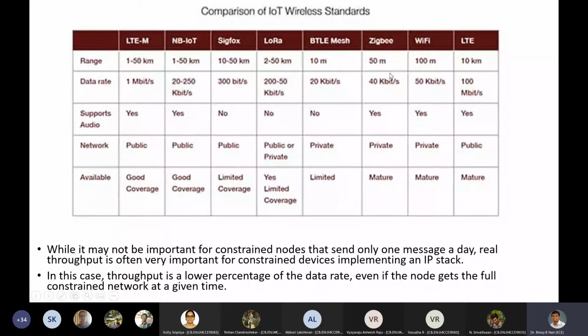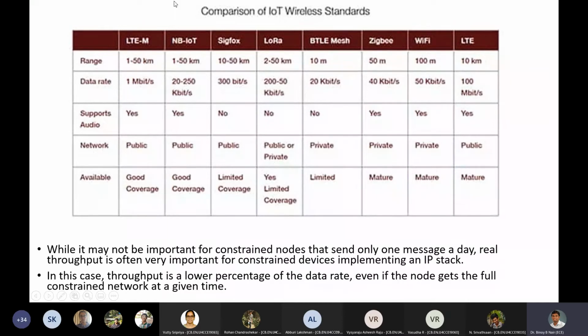I'm just comparing some of the most commonly used ones. The image was very small, so I expanded it and it looks kind of hazy, but still, this is the idea. Some of the networks can have very high data rates as well as very high transmission distances, like LTE or 4G. You have a lot of transmission capacity, a good range, you support audio, video, everything. The network is also public and the coverage is quite good.